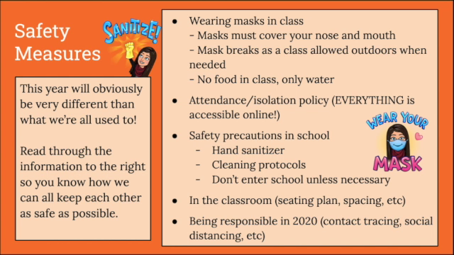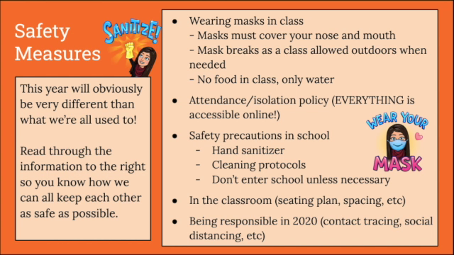And do not enter the school unless necessary. So if you're in cohort A and cohort B is the one in the school, cohort A's are not allowed in the school. In the classroom, there will be a seating plan. There will be the 6-foot spacing as we can, just to make sure everyone is keeping safe. And just be responsible in 2020.